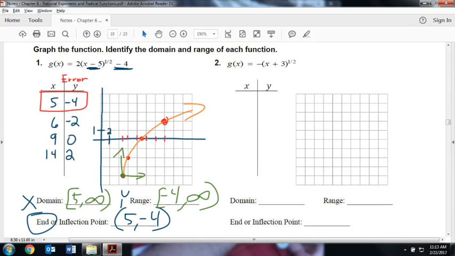All right, so here we go. This one is also an even root, so it's also going to have an endpoint. And that endpoint is at -3, 0. Okay? Because -3 is what's being added or subtracted on the inside. There's nothing on the outside, so it's a 0, because we don't write +0. So your endpoint is at -3, 0.